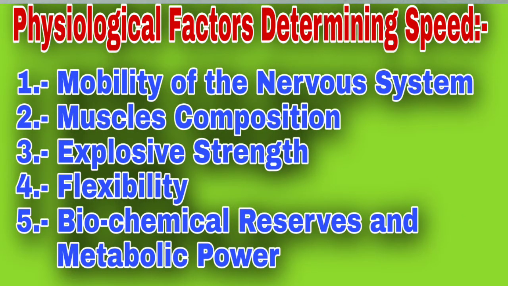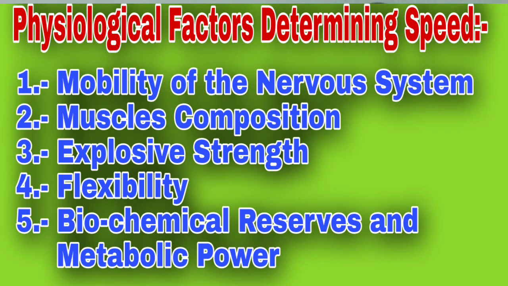Body muscles contract and relax at the maximum possible speed in the case of sprinting events. This rapid contraction and relaxation of muscles becomes possible by fast excitation and inhibition of the concerned motor centers. This is known as the mobility of the nervous system.